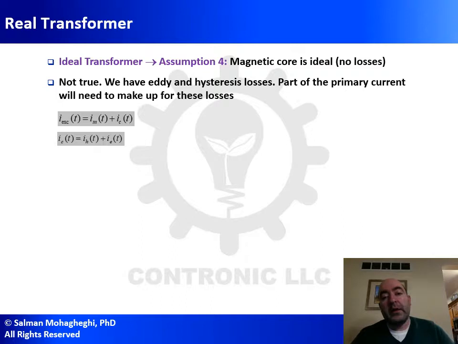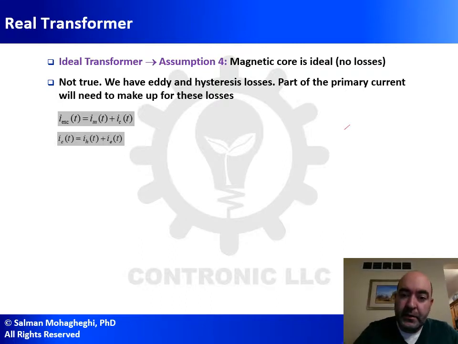Now, the next assumption, again, is related to the magnetic core. We assume that this magnetic core is ideal in a sense that it has no losses. Real magnetic cores actually have losses associated with them. These losses are not the resistive losses as we're used to in electric circuits. These are magnetic losses. There are two types of losses related to a magnetic core: eddy losses and hysteresis losses. Let's talk about them briefly.